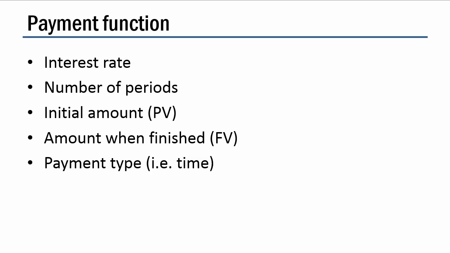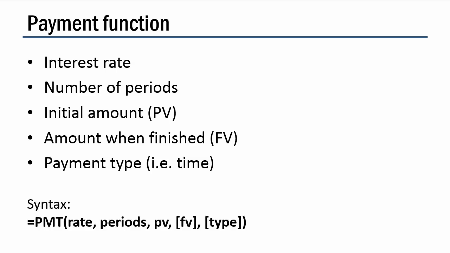Payment type is simply, is the payment being made at the beginning of the period or the end of the period? Think of like if you have a mortgage or you pay your rent, are you paying at the beginning of the month or the end of the month? The syntax for this function is simply equals PMT, and then in parenthesis, we have our parameters, rate, comma, period, comma, present value, comma, and then, as I said, those last two parameters are optional, future value and type. And like any function you use in Excel or Google, you have to put a comma after each parameter. Okay, let's go do it.